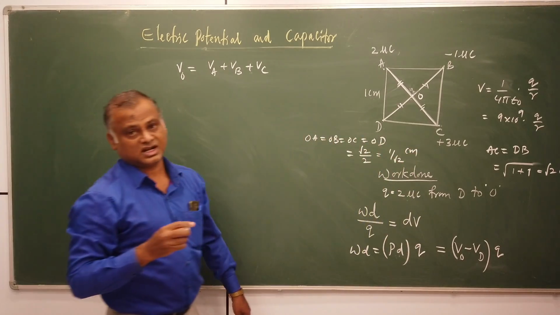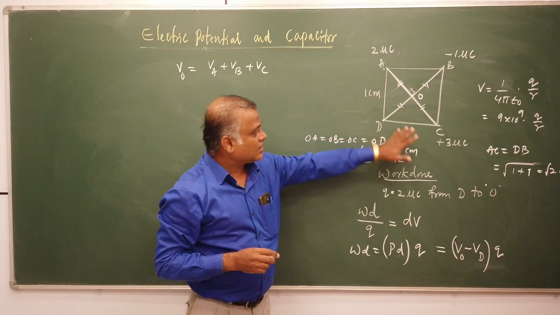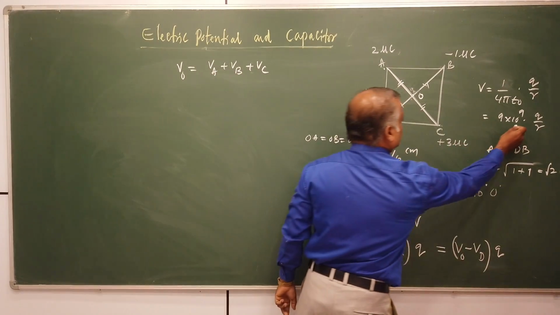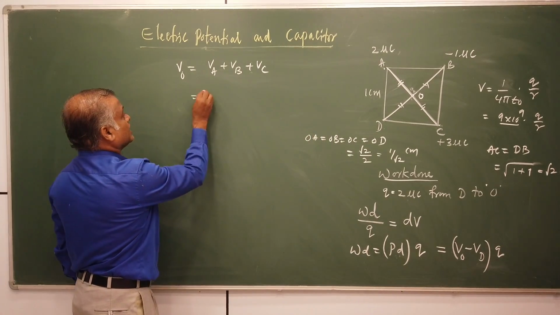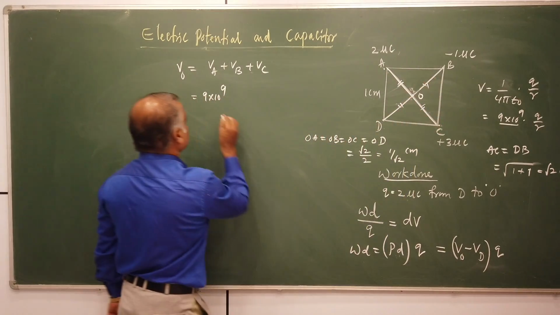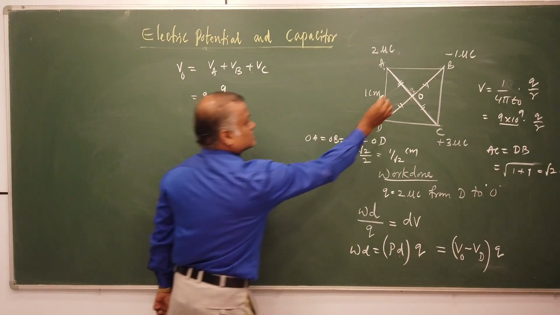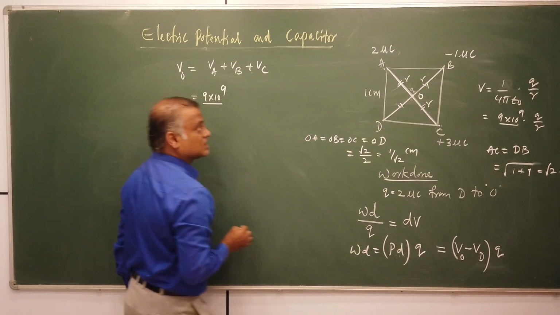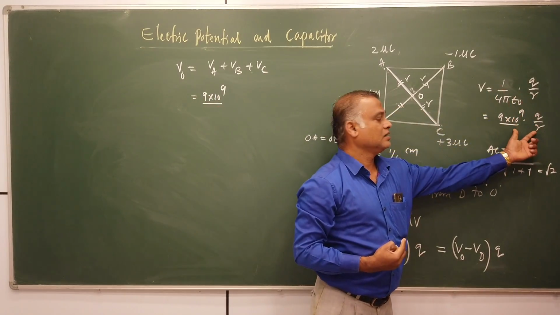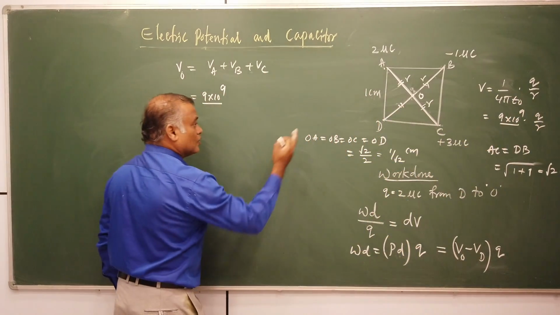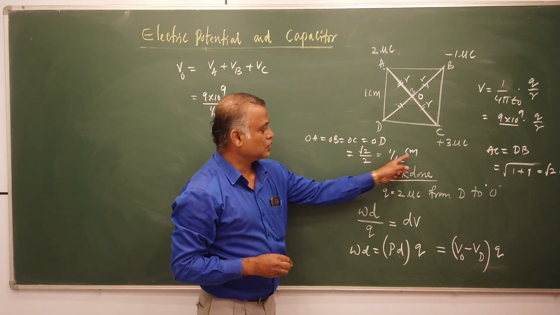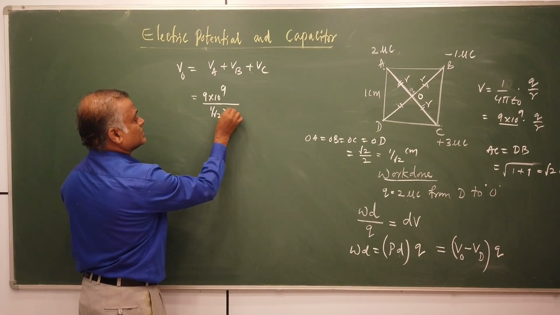These are all semi-diagonals. After calculating these things, what is the common term that you can take out? 9 into 10 to the power of 9. And all distances are the same here. That distance is R, which is a constant here. Take it outside. I am taking the common terms here. What is R here? 1 by root 2 centimeter. Centi means 10 power minus 2.